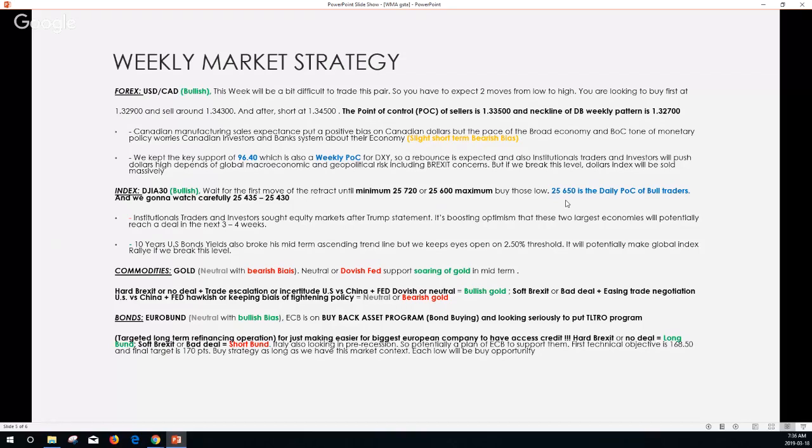25,650 is the daily POC for the bull traders, because people were very boosted and optimistic about the fact that in the next 3 or 4 weeks, as the president of the USA, Mr. Donald Trump, said, they will probably reach a deal agreement. So that's why the market anticipates that. And the fact also that the bond yield looks bearish is also pushing the index higher. But it's always the same song. We're not expecting something technically. We're not anticipating. We just have to wait, then the market breaks this major level and then we take a decision.